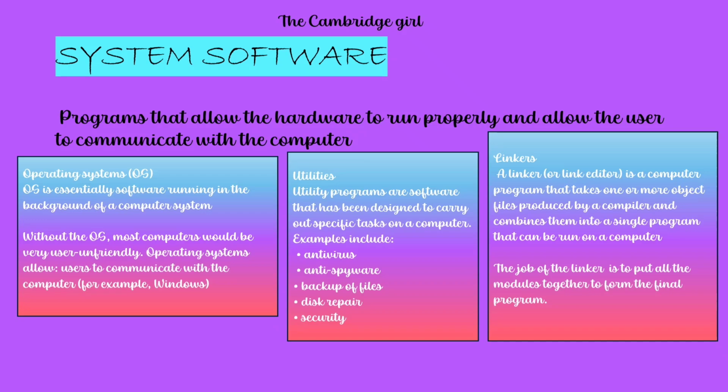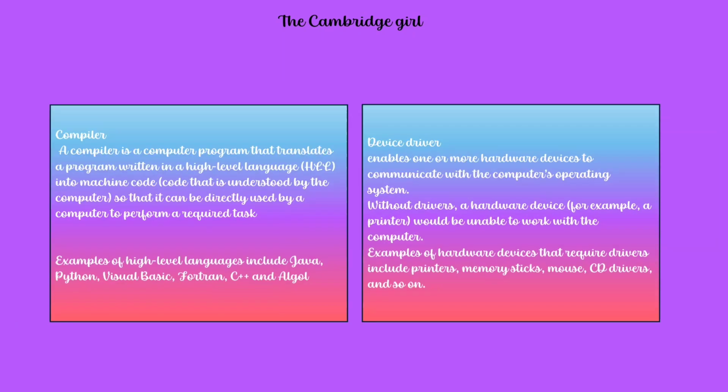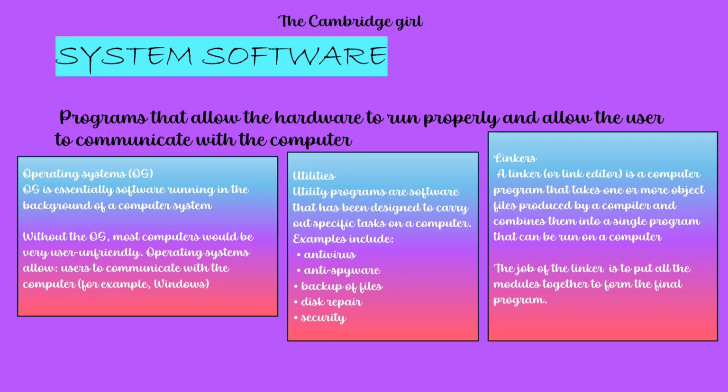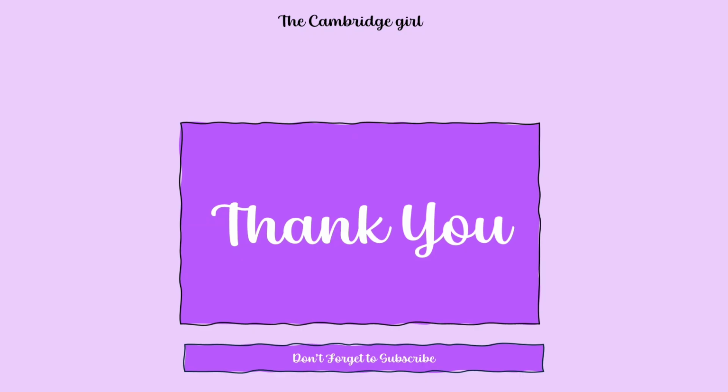Utility programs are software that has been designed to carry out specific tasks on a computer. Essentially, they are programs that help to manage, maintain, and control computer resources. Examples include antivirus, anti-spyware.